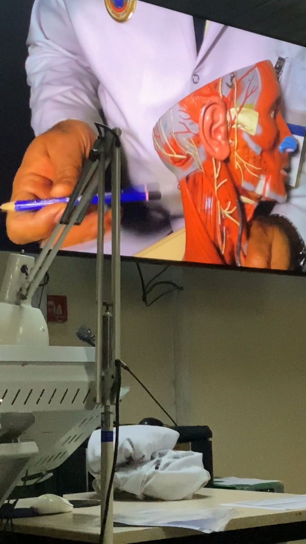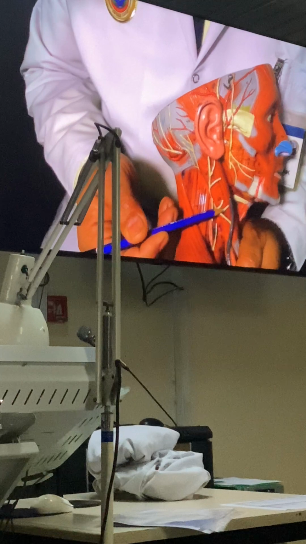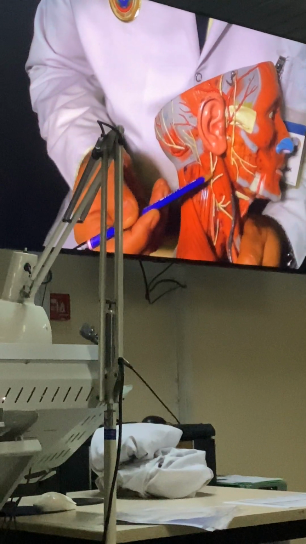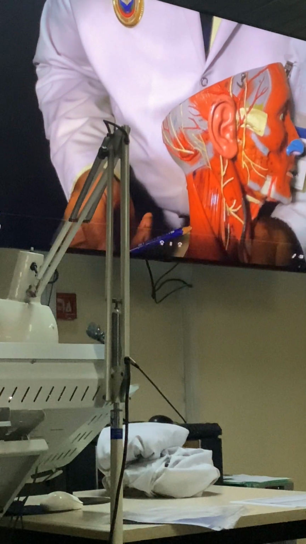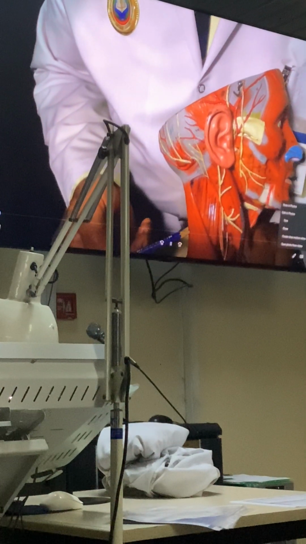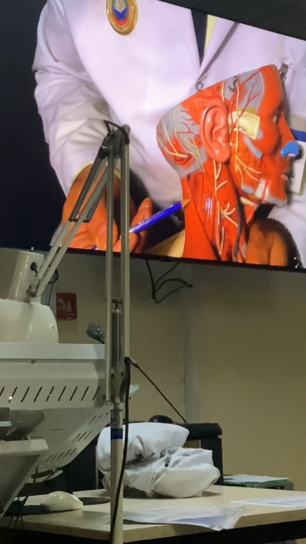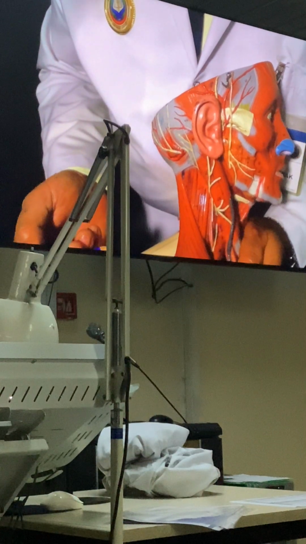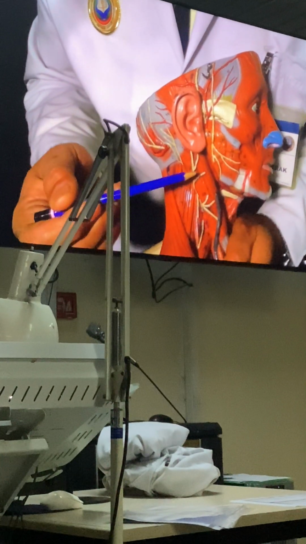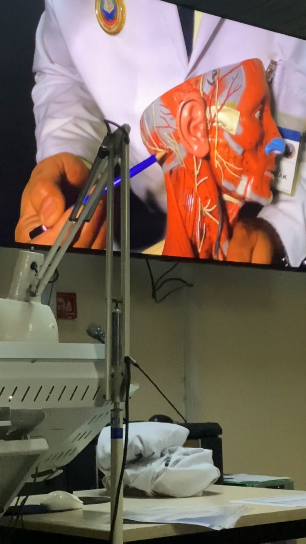You can see that this muscle is the sternocleidomastoid muscle, while that muscle is the trapezius, and the posterior triangle is the region between the anterior border of the trapezius and the posterior border of the sternomastoid. You can see that the apex of the posterior triangle is at the superior nuchal line.